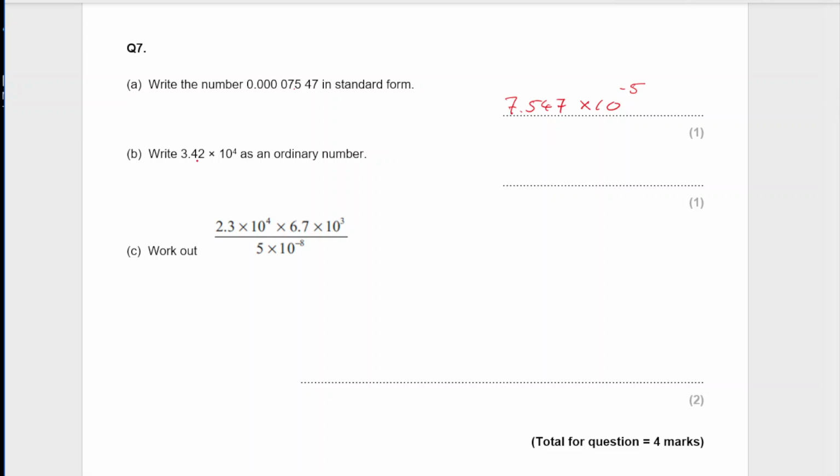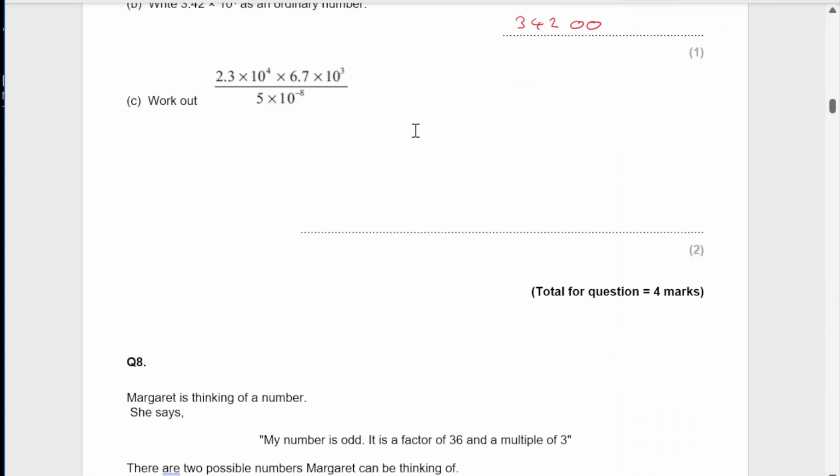Write 3.42 times 10 to the 4 as an ordinary number. Well, I'm going to be moving my decimal point 4 places, so I'm going to have 3, 4, 2 and 2 other zeros. So that would move it 4 places from there. 1, 2, 3, 4. Yeah.